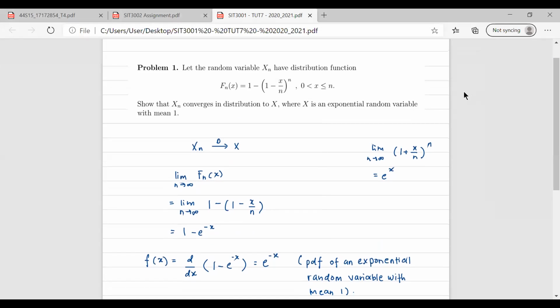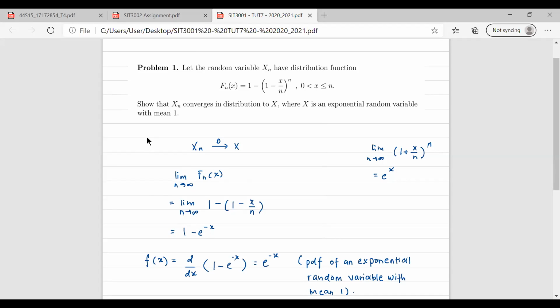Should I start now? Yeah, sure. Go ahead. Okay. So for question number 1, let the random variable Xn have this distribution function Fn(x) to show that Xn converges in distribution to X, where X is an exponential random variable with mean 1. So first thing, we need to show that the limit of Fn(x) as n approaches infinity is equal to F(x).